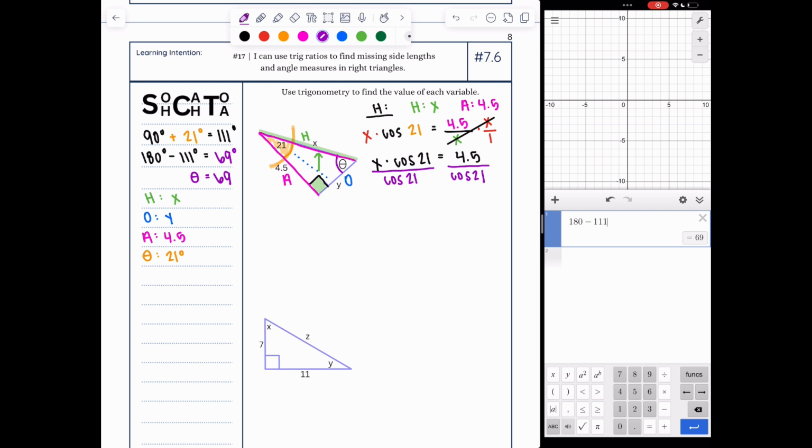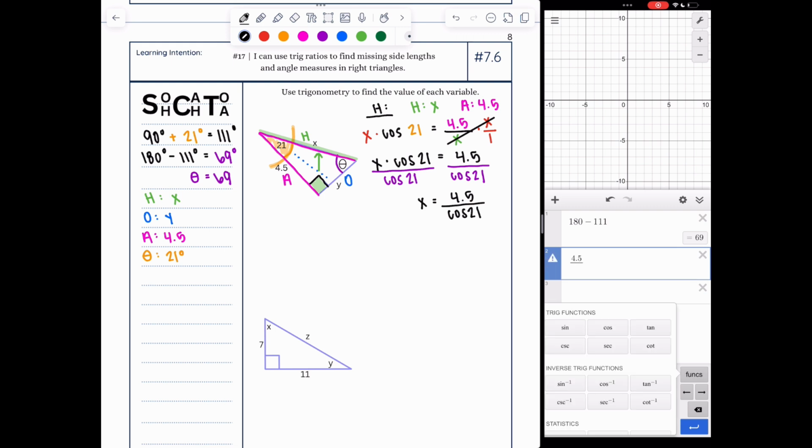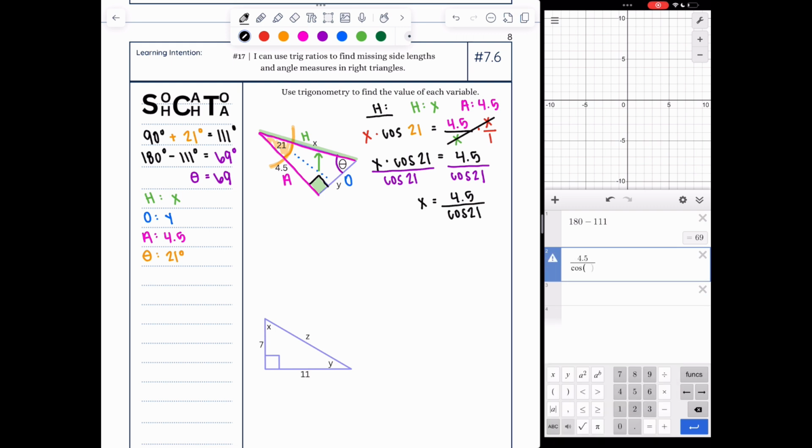This is where I need to make sure that my calculator is handy, but you can see that it is. So I have cosine of 21 divided by the cosine of 21 is 1. So on the left-hand side, I do have the x by itself. Then on the right-hand side, I have 4.5 being divided by the cosine of 21. This is what goes into my calculator, and this is how I'm going to be able to find the length of the hypotenuse in this triangle.